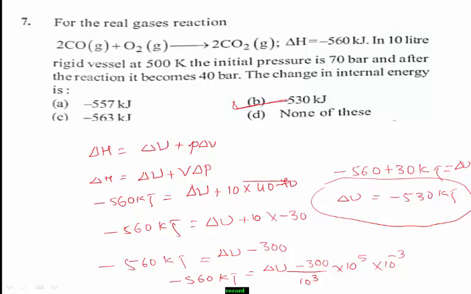If you want another method to solve this question, you know delta H equal to delta U plus P delta V, right? Then substitute the value. It is minus 560 equal to delta U plus 10 into minus 30 into 0.1. Therefore definitely we get delta U equal to minus 530 kilojoule, right? This is another method. So option B is the right answer.